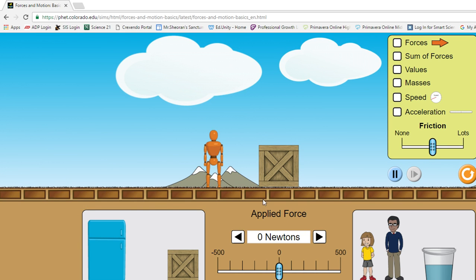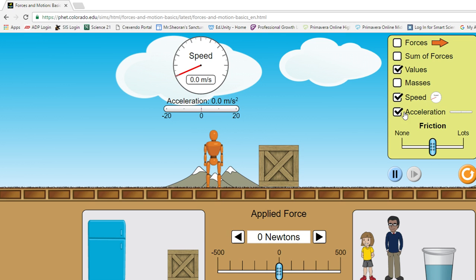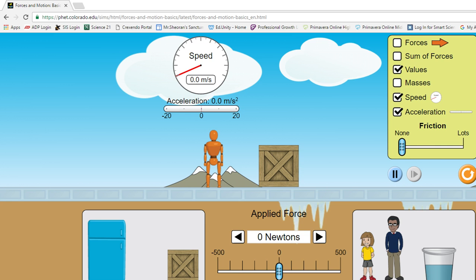Now, let me reset this real quick. I'm not going to turn on my forces. I don't want to see them. All I want to see is what the velocity, the speed, and the acceleration is. Now, notice this is a speedometer. It does not tell me the direction of motion, so I will fill that in as we go. I also want to eliminate friction here, so we don't have that mucking up our results.